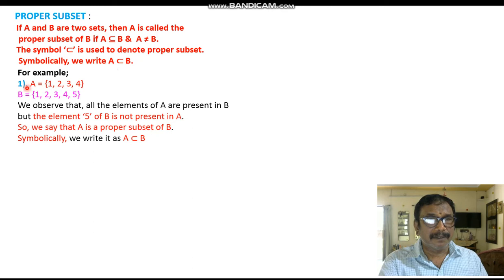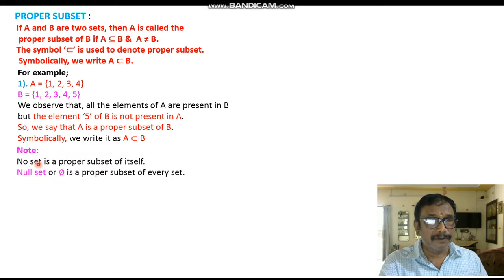Let us take for example, A is 1, 2, 3, 4 and B is equal to 1, 2, 3, 4, 5. All elements of A are in B, but the number of elements in A is less than the number of elements in B. We observe that the element 5 is in B but not in A. So we say that A is a proper subset of B. Symbolically, we write it as A is a proper subset of B.